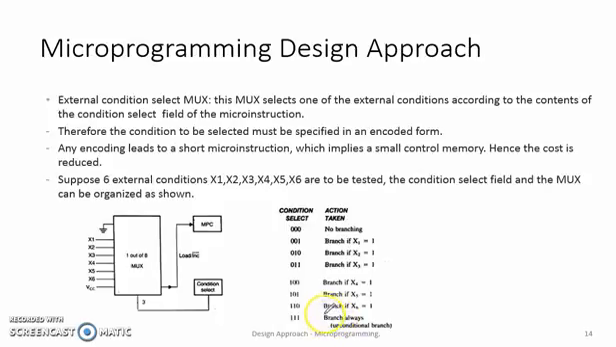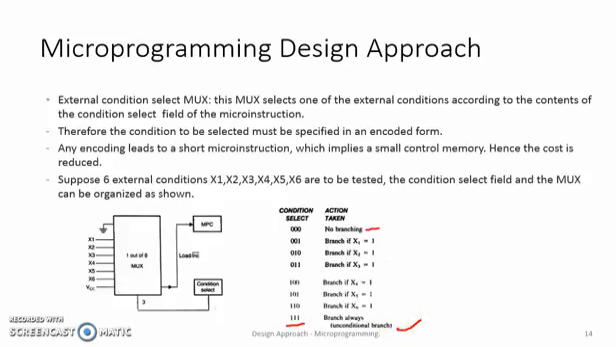Consider a case where the condition field contains 000. The output of the mux is 0. The microprogram counter will be incremented to point to the next address. Therefore, no branching will take place. When the condition field bits are 111, the output of the mux is 1. Thereby, the microprogram counter will get the branch address. Since this happens regardless of any external condition, an unconditional branch is performed.